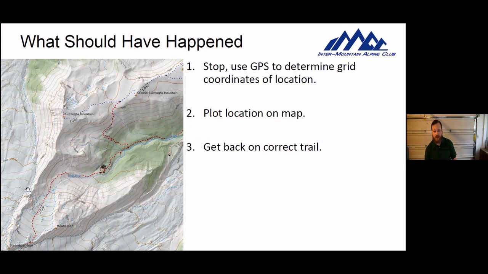And this ridge right here is not easy to walk. What time was it? 11:45 p.m. when we finally got back to our intersection and just threw down our sleeping bags and decided to bivouac right there. What should have happened is when we got to that intersection, we should have stopped, used our GPS to determine our grid coordinates, plotted our location on the map, and then made the correct choice about which way to go. That would have got us to Camp Sherman that night.